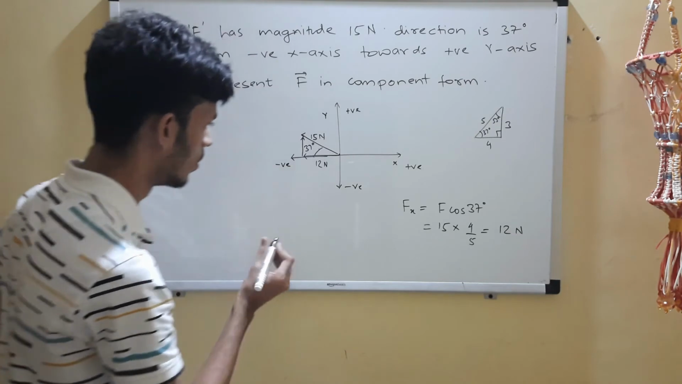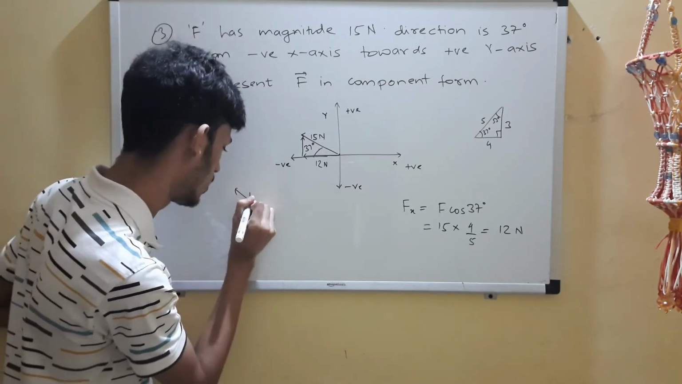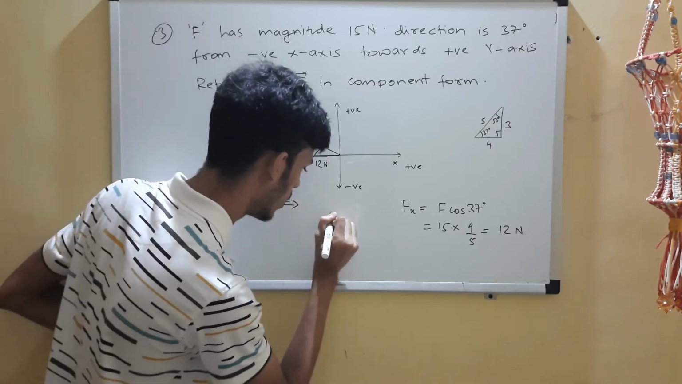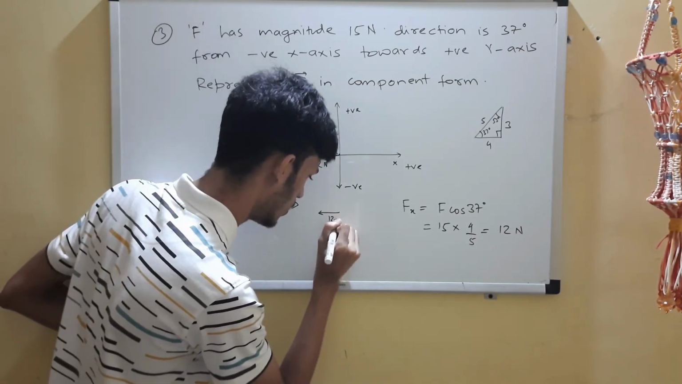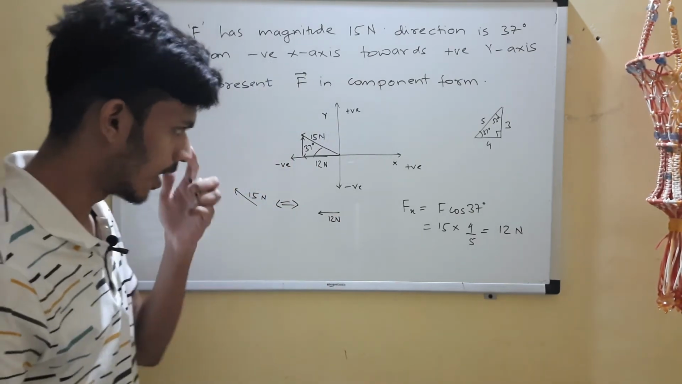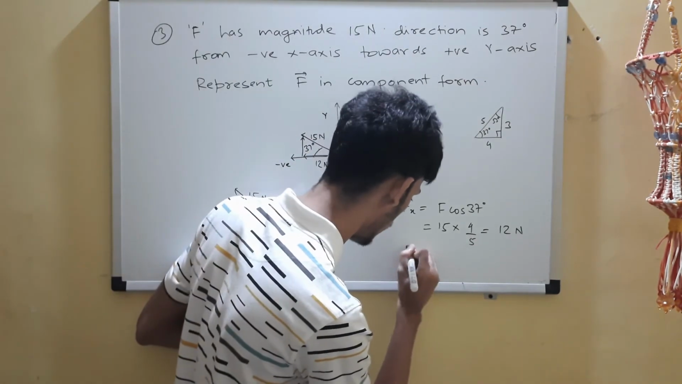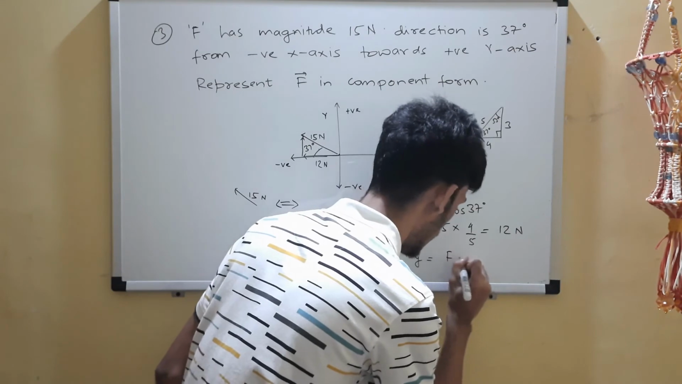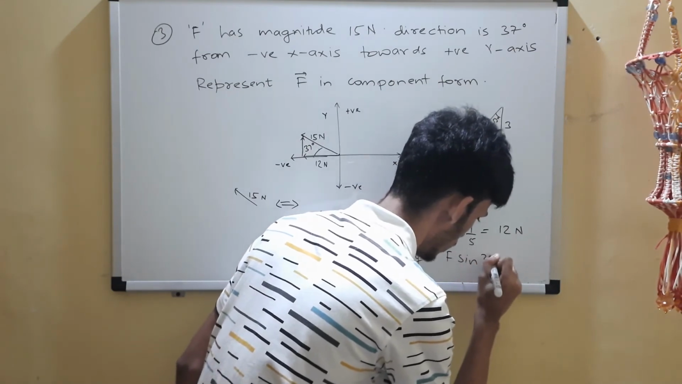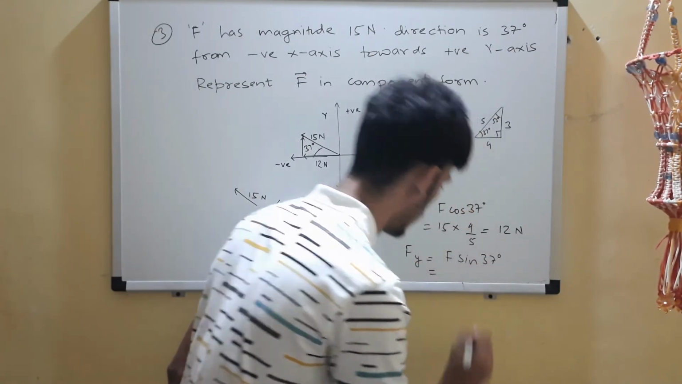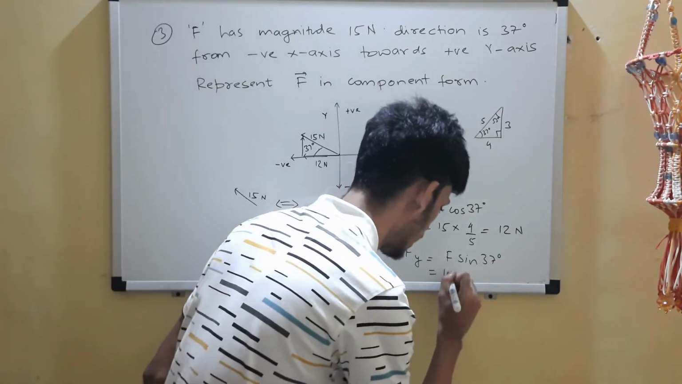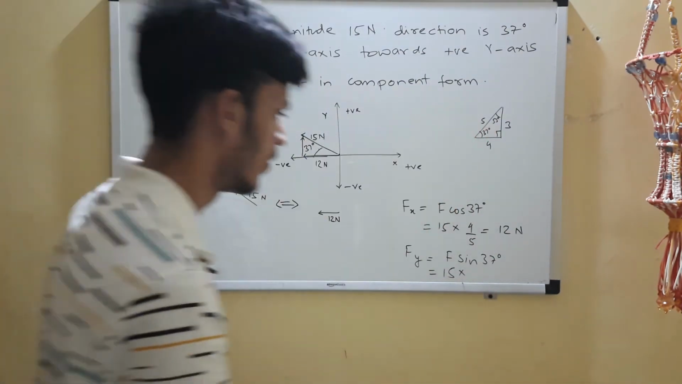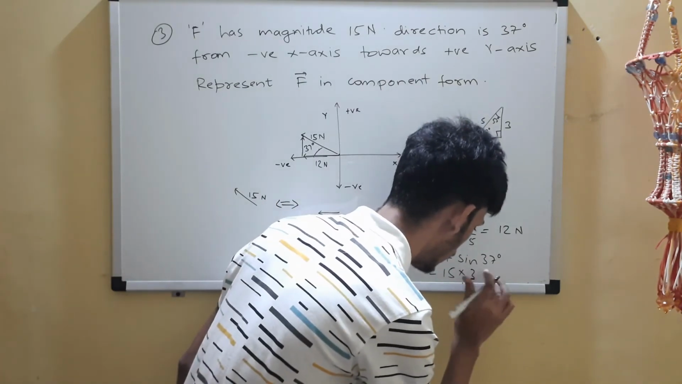So you are breaking this 15 newtons into two perpendicular components. One is 12 newtons and the other one, let's find Fy, right? Which is F sine 37, the vertical component. F is 15, sine 37 is 3 by 5, right? 3 by 5.